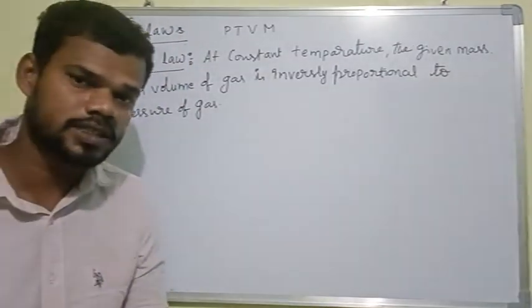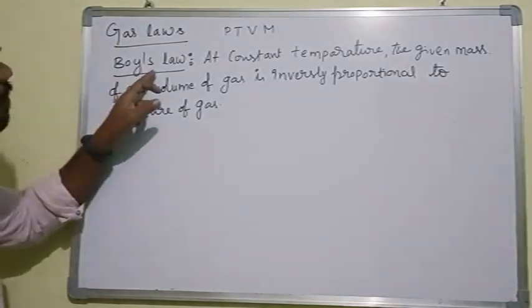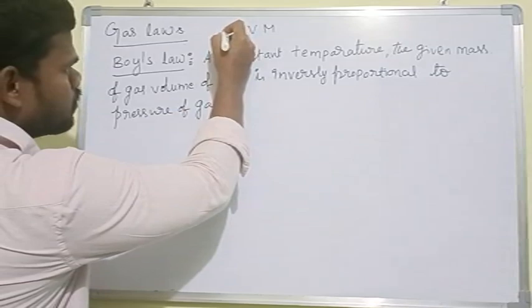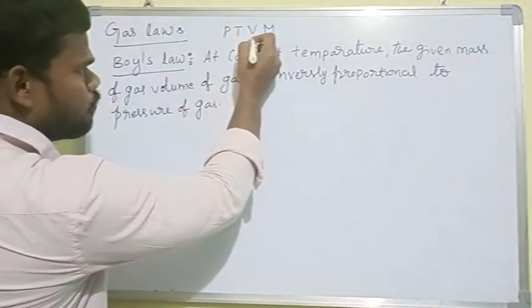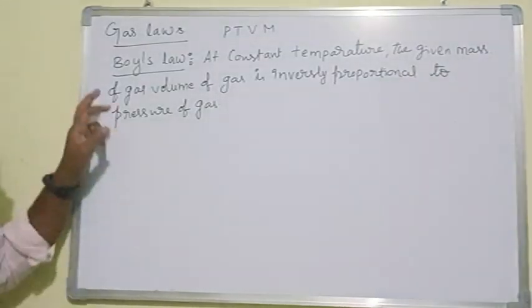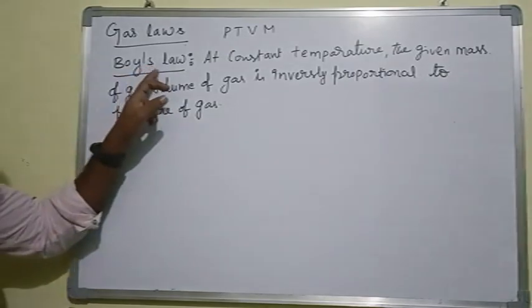So what are the gas laws? Let us explain now. The first one is Boyle's law. In general, the measurable properties of a gas are pressure, temperature, volume and the mass of the gas. Boyle's law, Boyle is a scientist's name.